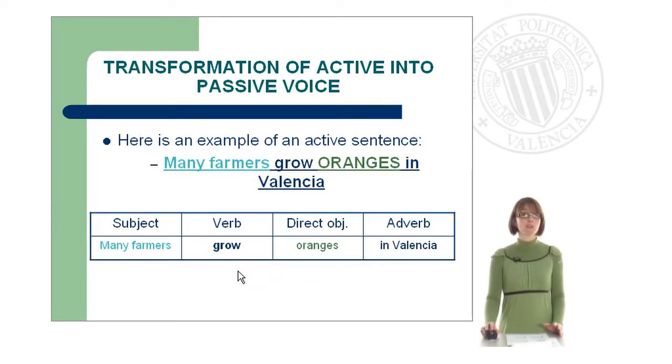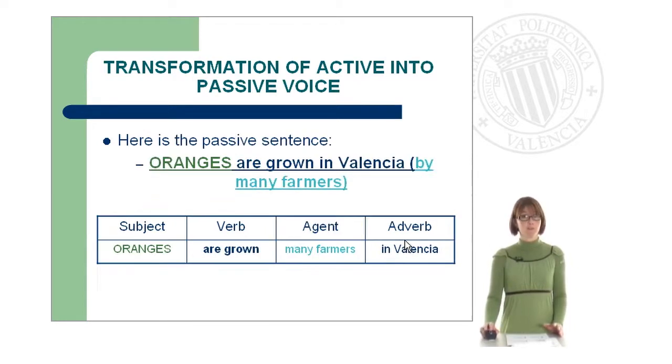Okay, now we're going to have a look at the transformation of an active sentence into a passive voice. Here is an example of an active sentence. Many farmers grow oranges in Valencia. Here you have the subject, many farmers, the verb, grow, direct object, oranges, and the adverb, in Valencia. And here goes the sentence in the passive form. Oranges are grown in Valencia by many farmers. So the subject now is oranges, the verb, are grown, the agent, by many farmers, and the adverb, in Valencia.